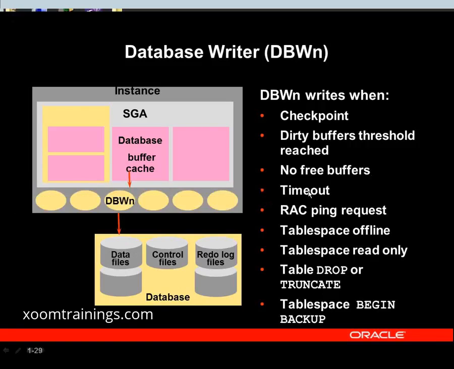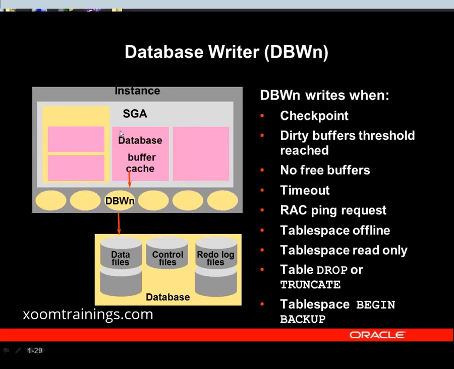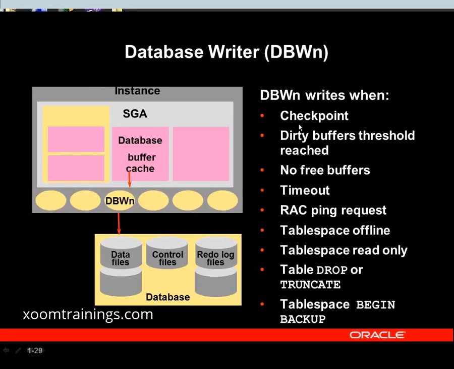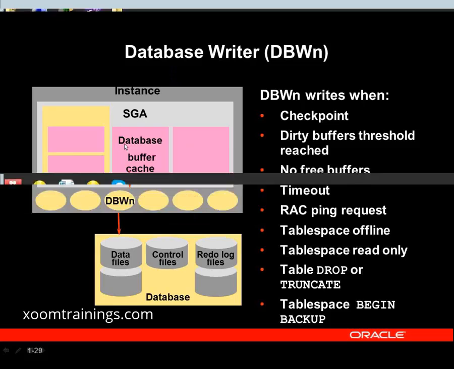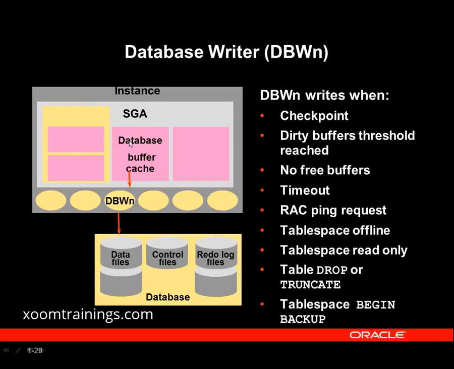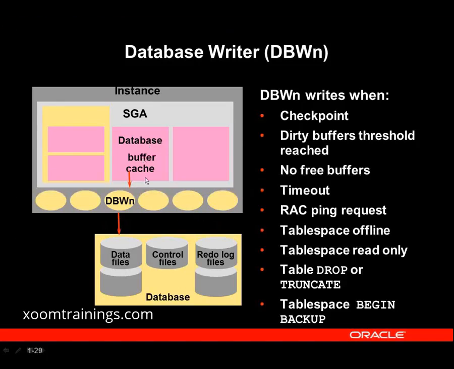Timeout. Suppose none of these events are satisfied: only one block has been modified, the checkpoint has not occurred, the buffer threshold is not reached, there is no shortage of free buffer, 99% of the buffer is free, and no transaction is happening in the database. In that case, a timeout occurs. There is no interaction happening and a short timeout expires. When the timeout occurs, the database writer writes the modified block to the data file.